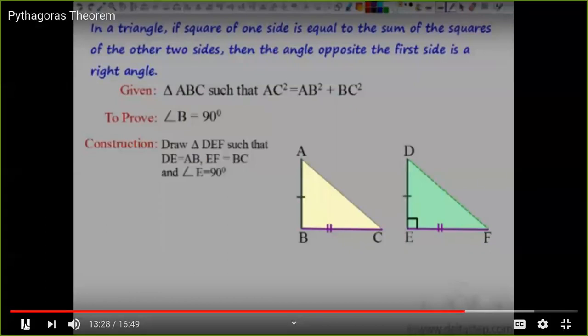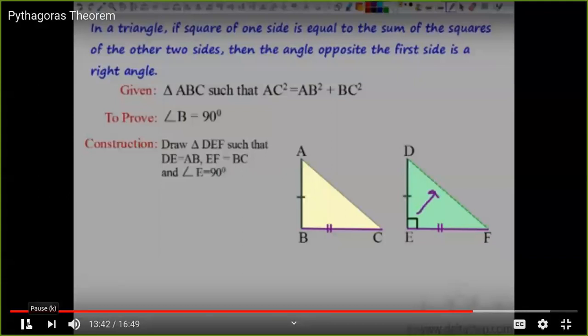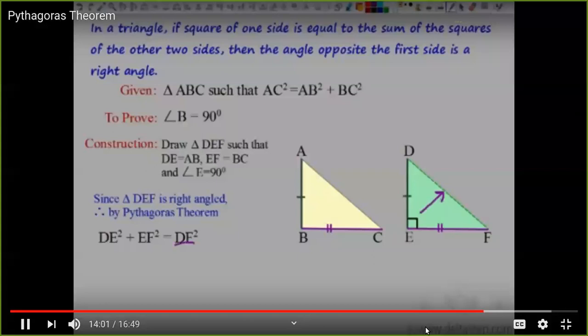So by Pythagoras theorem, I can say that DE square plus EF square, that is the sum of squares of the perpendicular sides, would be equal to the hypotenuse square. Hypotenuse is DF, so that would be equal to DF square. Let's look at this now. Since it's a right angle triangle, DE square plus EF square would be DF square. DF is the hypotenuse, the side opposite to the 90-degree angle.